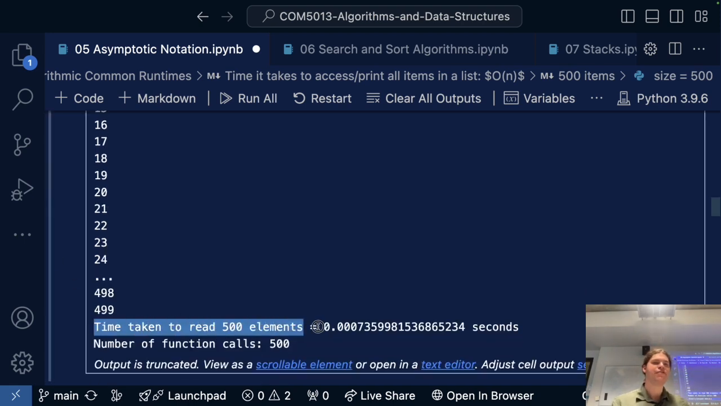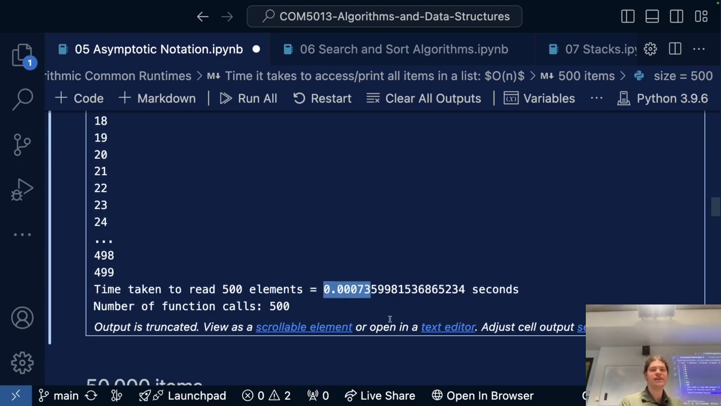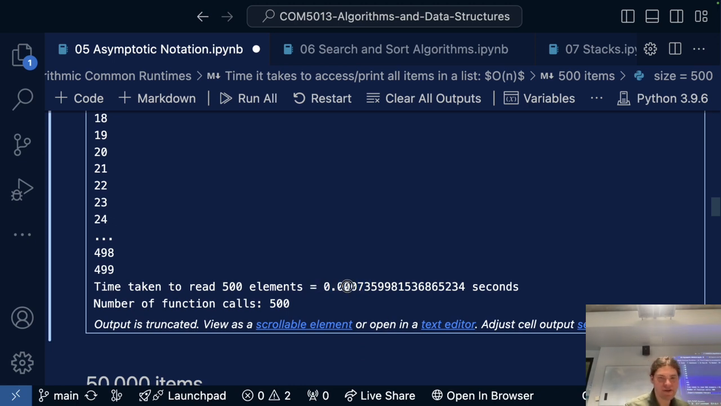Thankfully it's going to abbreviate for us to 499. Time taken to read 500 elements is fairly quick. That's not too bad, is it? That's less than a second to do that. 0.0007, so a tiny fraction of a second. And then just to confirm, how many function calls did we make? 500. Fairly simple, hopefully.